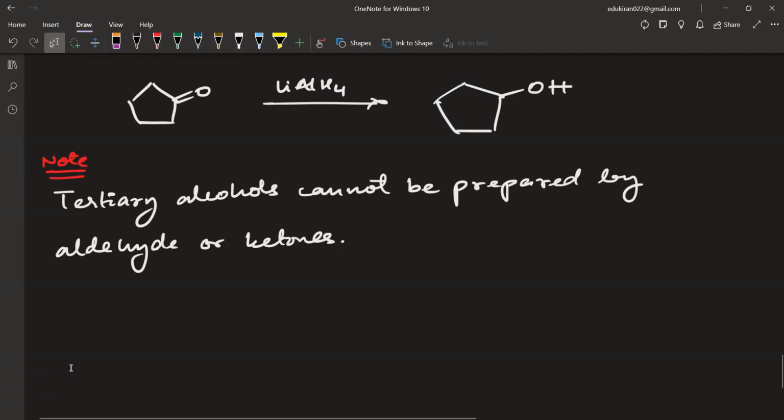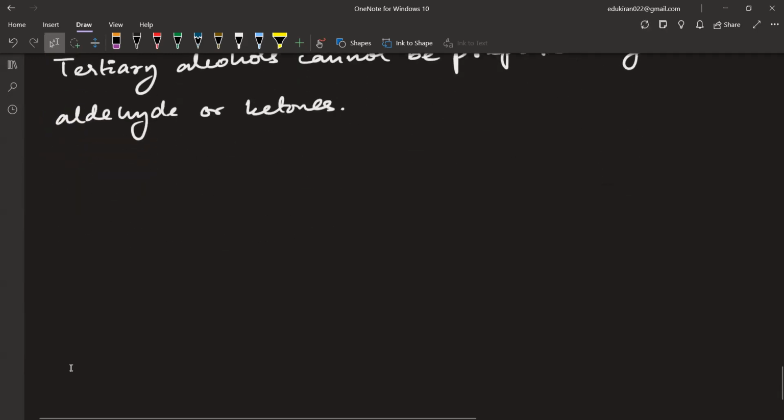Whenever we are going to do conversions in this chapter, then you will remember, if you have any 1 degree or 2 degree alcohols, then one method of preparation will always be aldehyde or ketone. But whenever you see a tertiary alcohol being prepared, then you will think, okay, fine, aldehyde and ketone for a reaction यहाँ पे इस्तेमाल नहीं होगी. We can't make tertiary alcohols using aldehyde and ketones. So this is from the point of view of the conversions that we are going to do in this particular chapter.